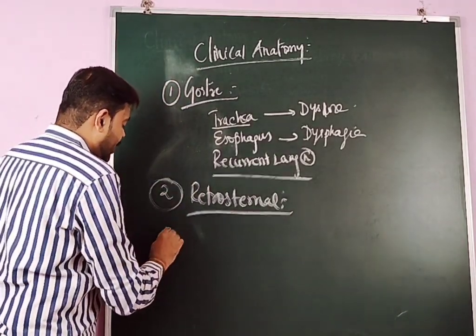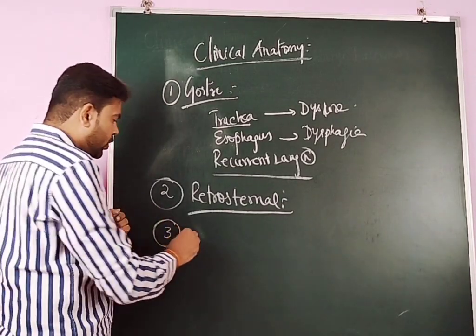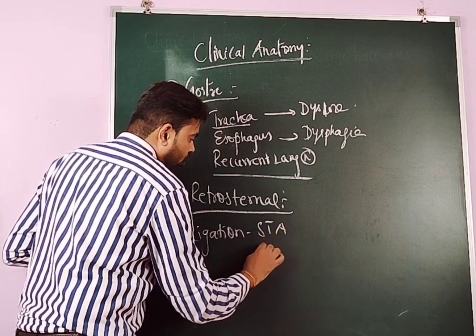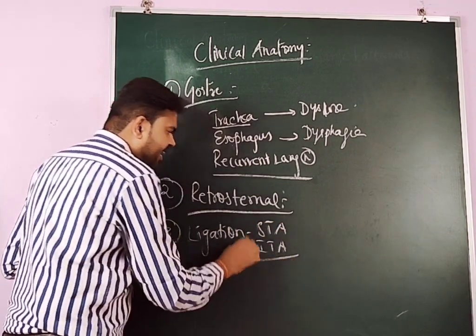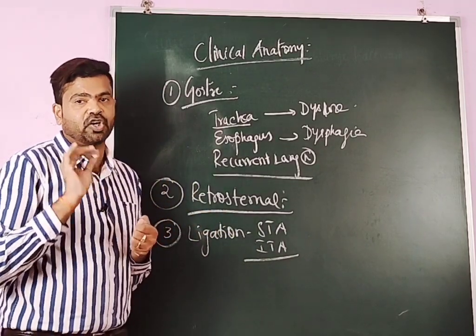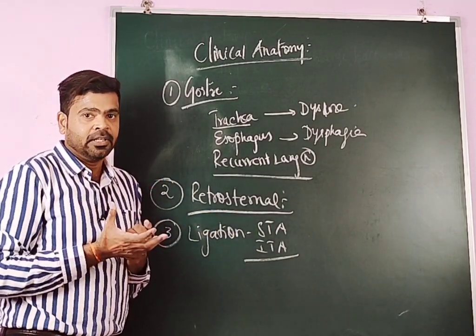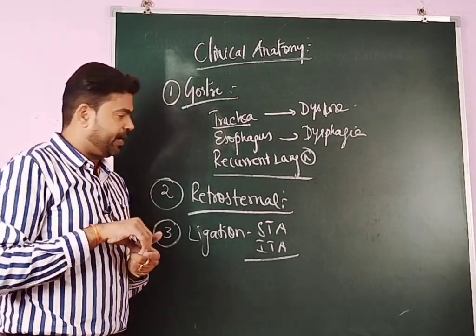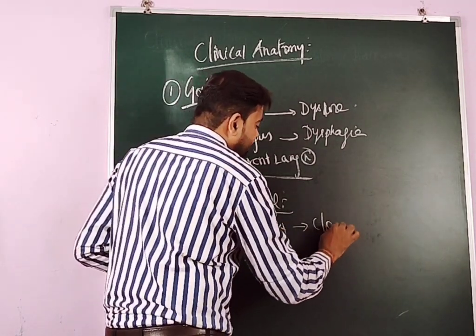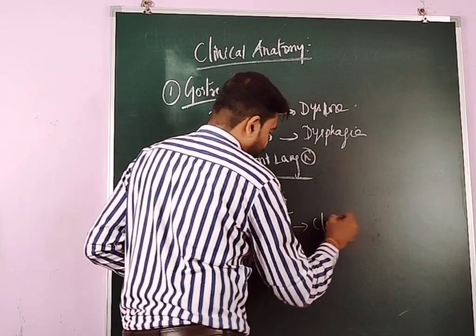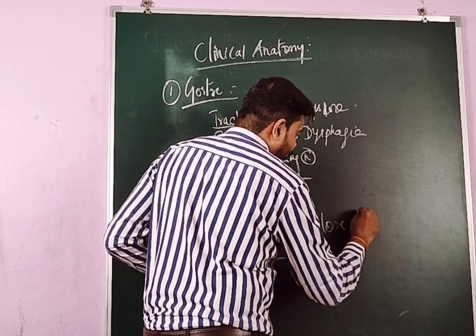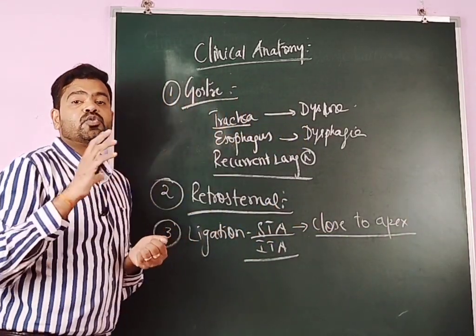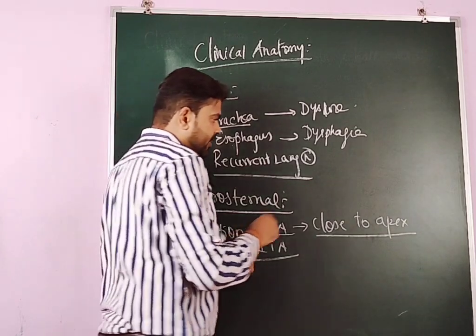And next important point, ligation. Ligation of the superior thyroid artery and inferior thyroid artery. This ligation is usually done during thyroidectomy. Thyroidectomy means removal of the thyroid gland. The ligation of the superior thyroid artery should be done close to the apex of the thyroid gland. Why? Because to avoid damage to the external laryngeal nerve.